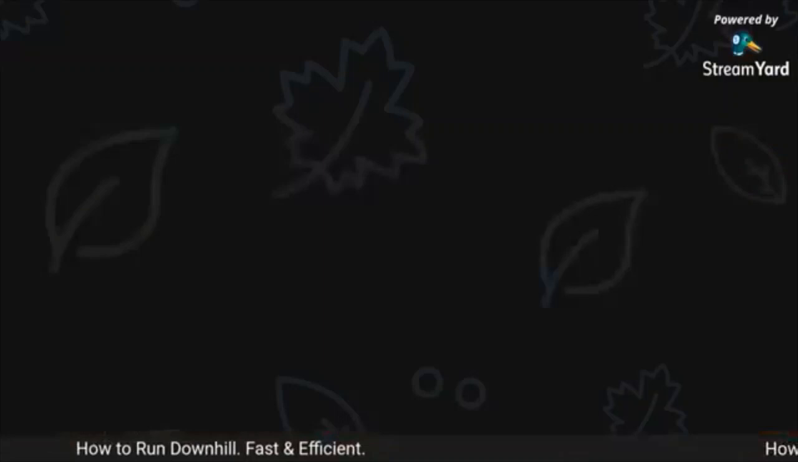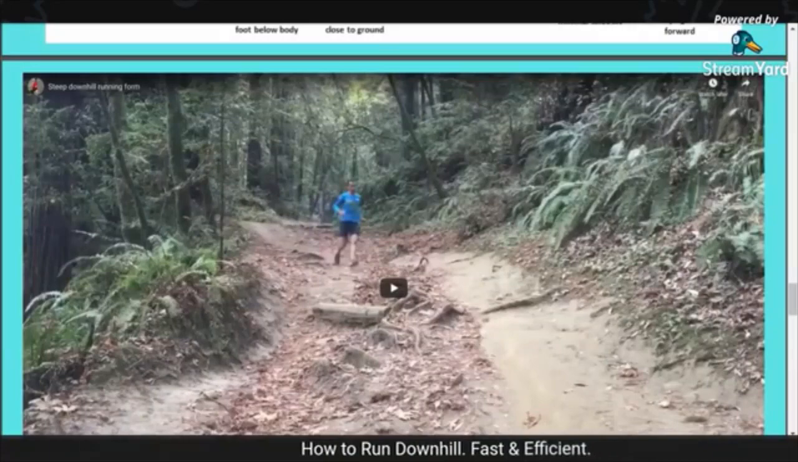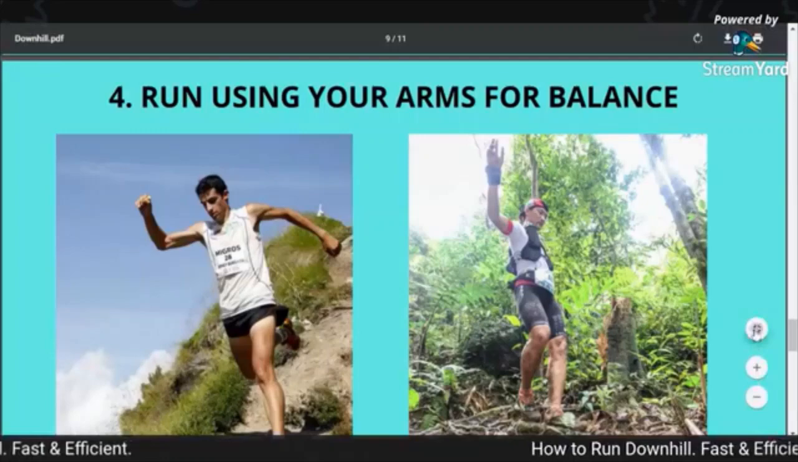Okay, I will continue with this slide. Everyone saw the slide? Yep. Okay, we are looking at the quick strike, short and quick strike length. Next one is running using your arms for balance.